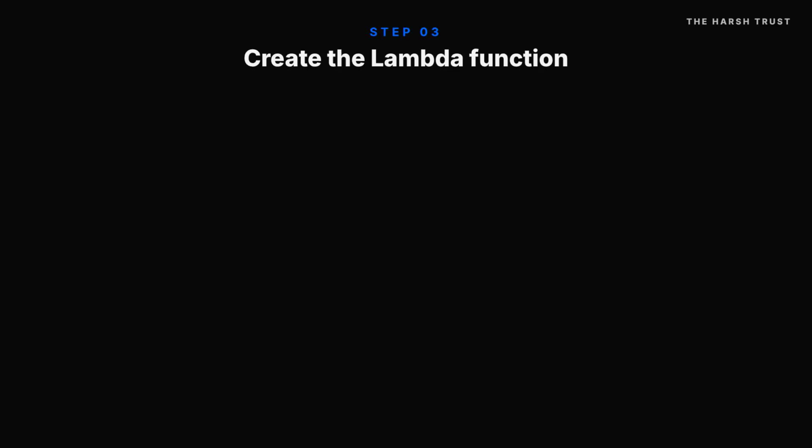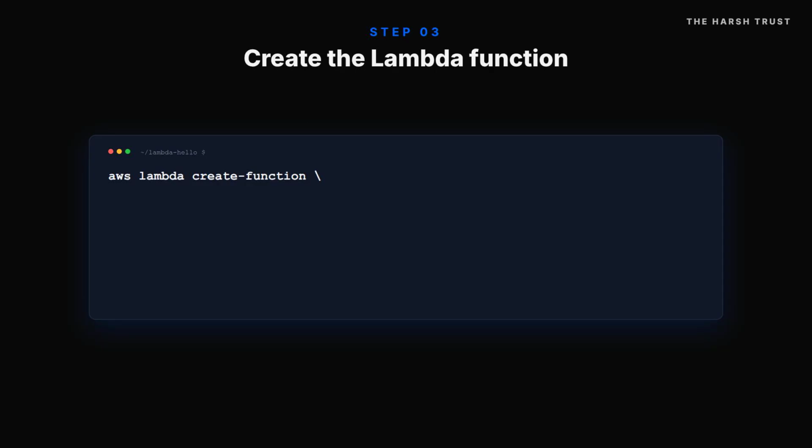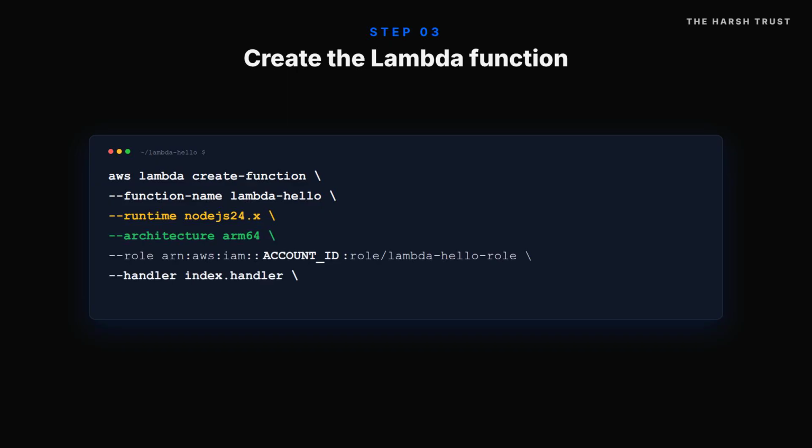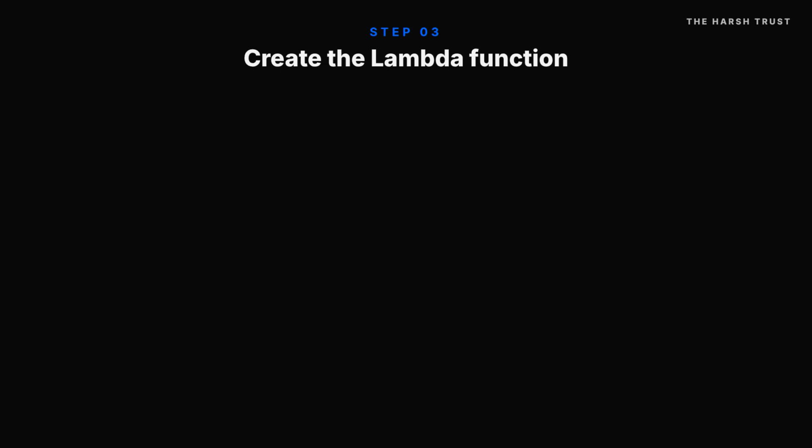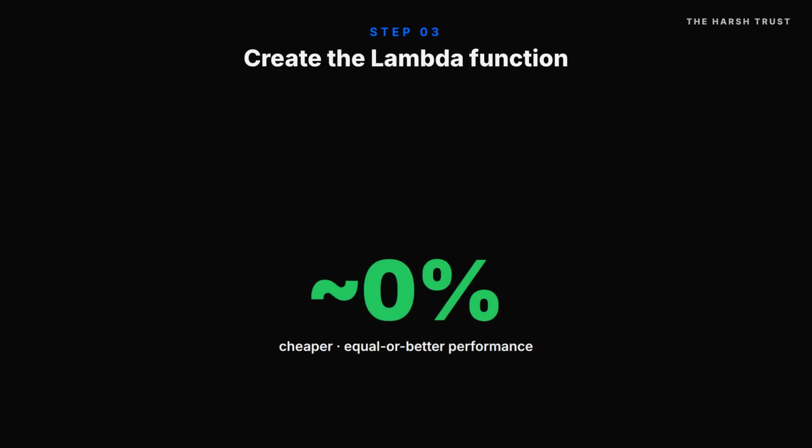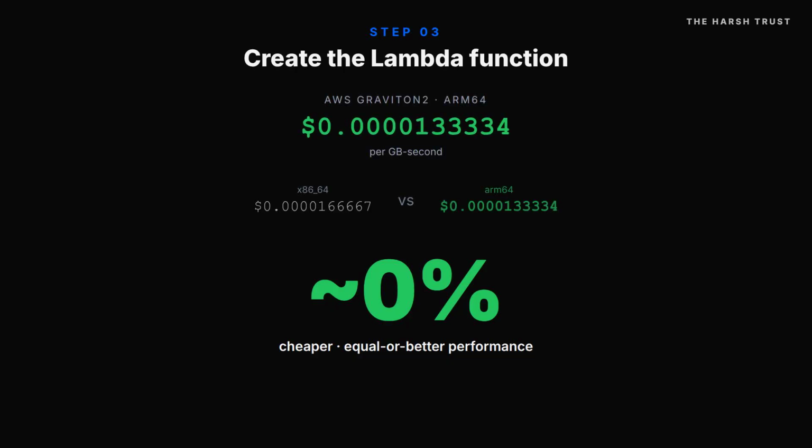Step 3. Create the Lambda function and upload the code. From the same folder, run this command. aws lambda create-function --function-name lambda-hello --runtime nodejs24.x --architectures arm64 --role arn:aws:iam::ACCOUNT_ID:role/lambda-hello-role --handler index.handler --zip-file fileb://function.zip. Replace ACCOUNT_ID with your 12-digit AWS account ID, the one returned earlier by aws sts get-caller-identity. We're choosing ARM64 deliberately.